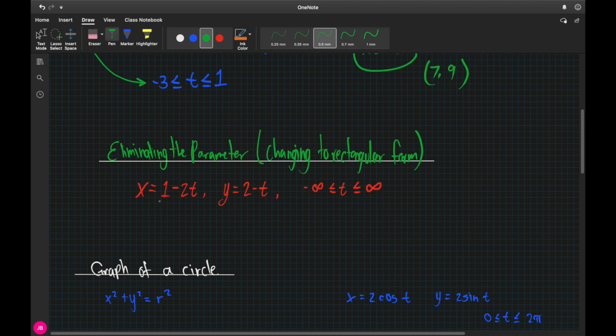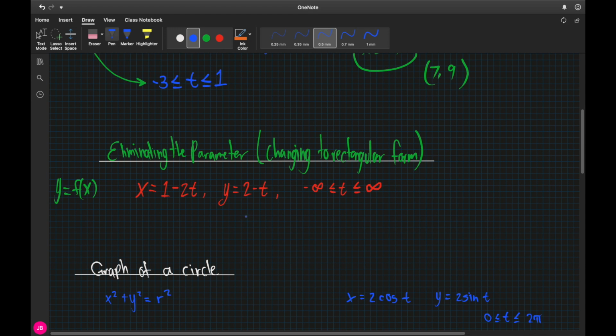So if I'm trying to eliminate the parameter here, what this is telling me is that it wants me to change this into y is equal to a function of x. So I no longer want that t. I no longer want that extra variable in there. I want to get rid of that so that I just have my x and my y. And the way I go about doing that is simply solving for either x or y.